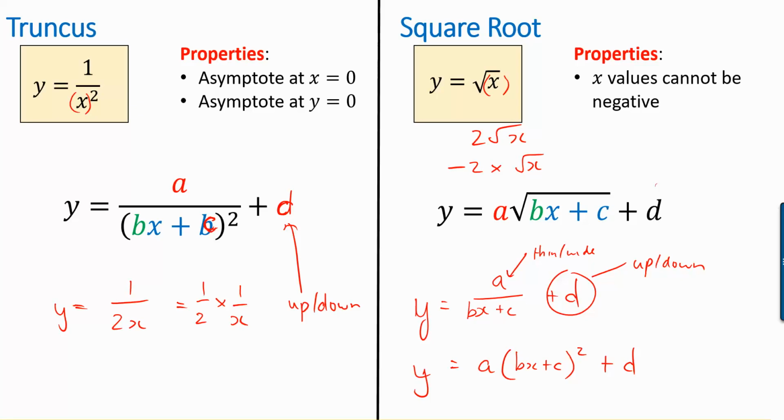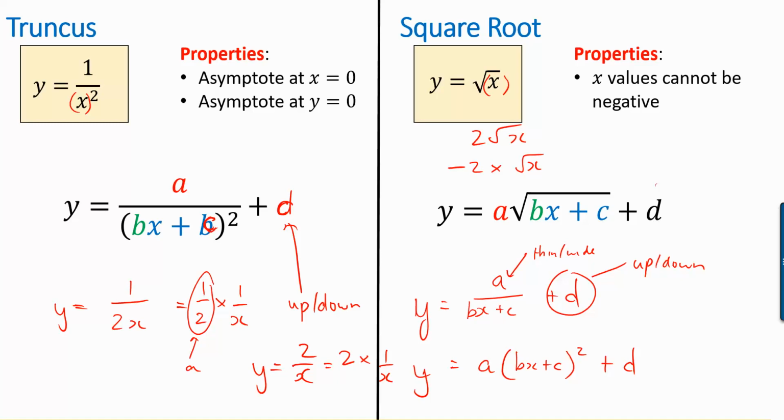And why do I split it up? Because this is your a value. That tells me that I'm halving every term. Whereas normally when we write y equals 2 on x, it's easier to tell that you're doubling every term. Because if I split that fraction up, that's 2 times 1 on x. That means you're doubling every y value, so it gets thinner. But if you write 1 over 2x, what you're effectively saying is half all the y terms, so it gets fatter, like wider.